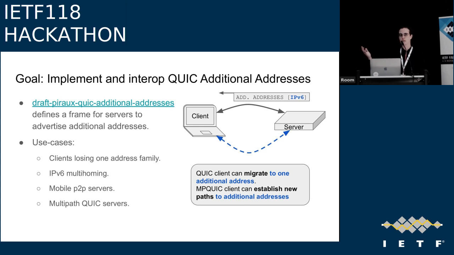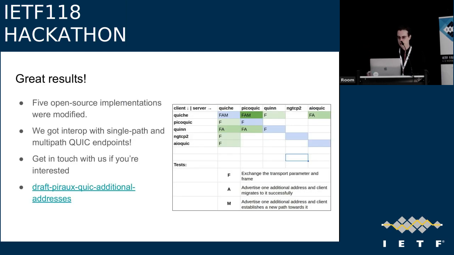One is clients simply losing one address family when they move from one network to the other, and then one address family becomes unavailable. Others are IPv6 multi-homing, mobile peer-to-peer servers that need to move, and also, of course, multipath QUIC servers that have several interfaces.